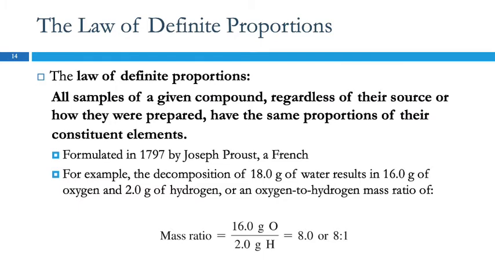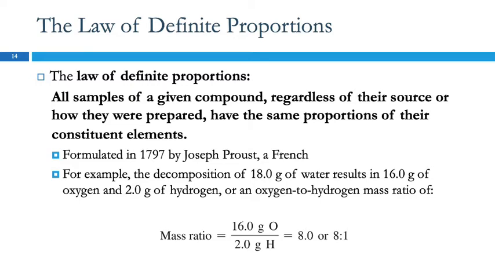So the law of definite proportions says that all samples of a given compound, regardless of their source or how they were prepared, have the same proportions of their constituent elements. And this was formulated in 1797 by Joseph Proust, a French chemist. There's a problem with the slide. I think it's supposed to say a French chemist or scientist.